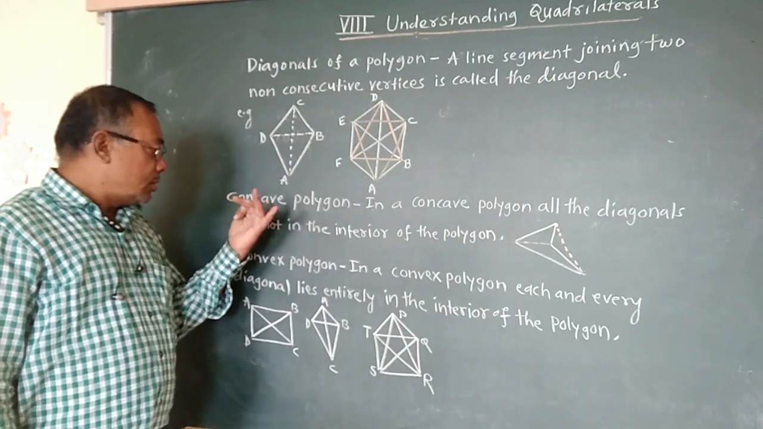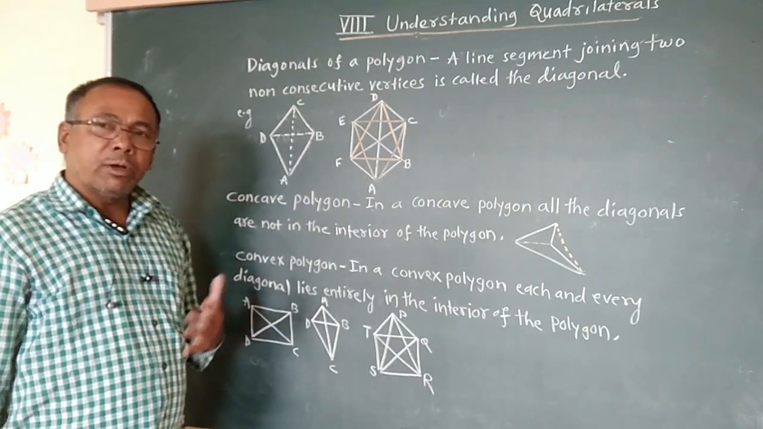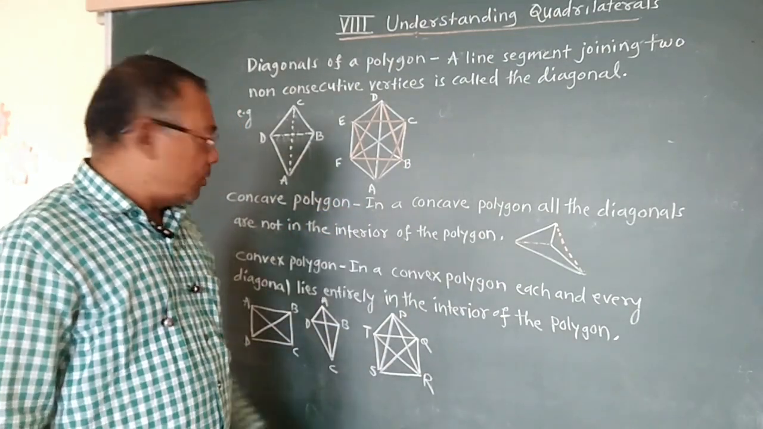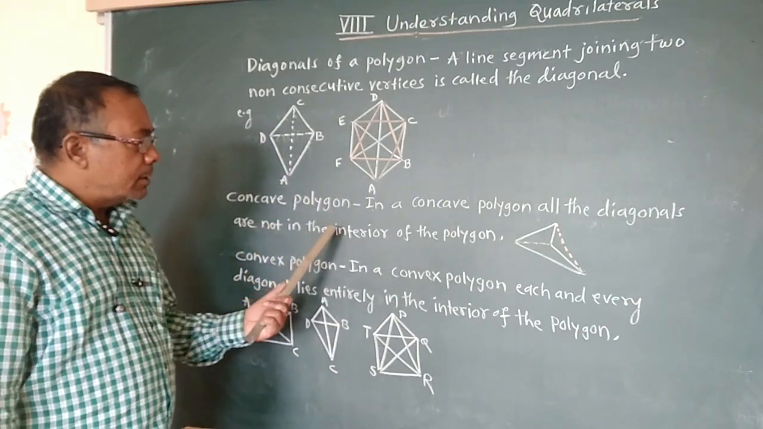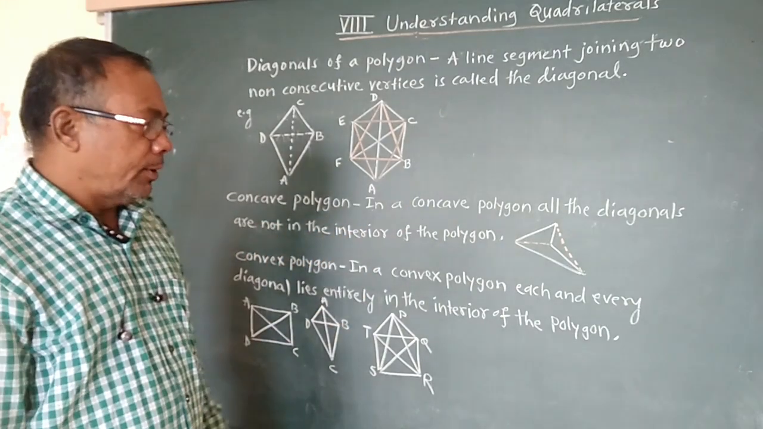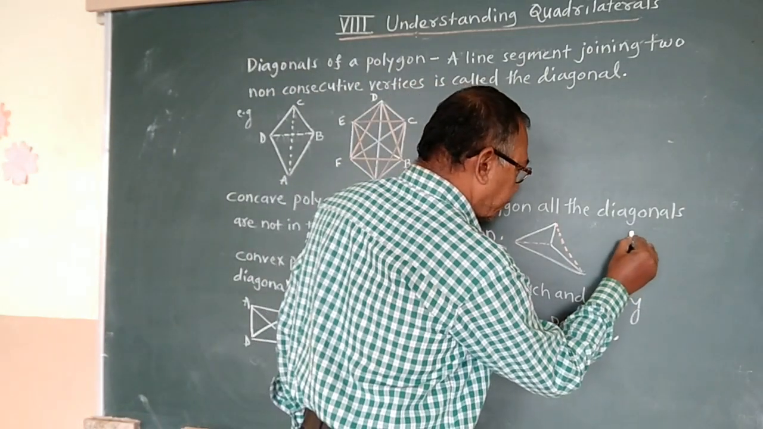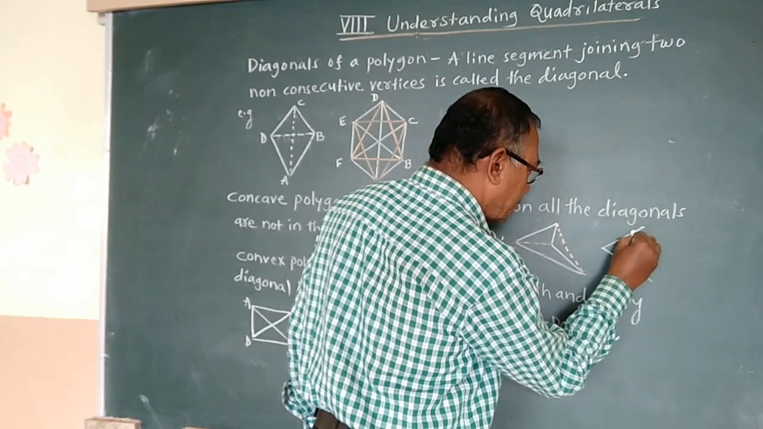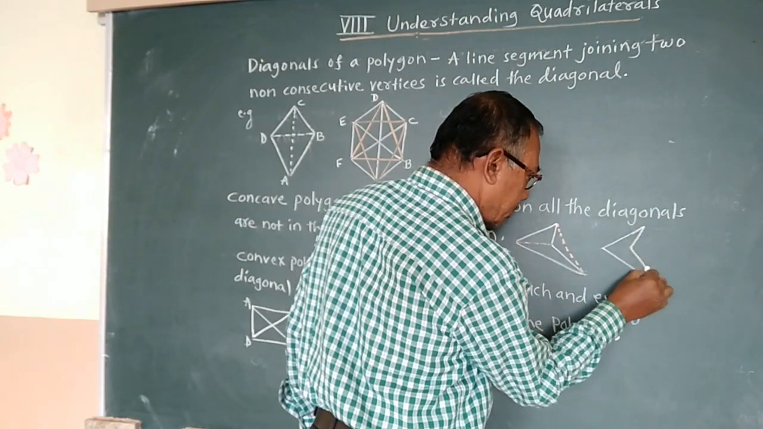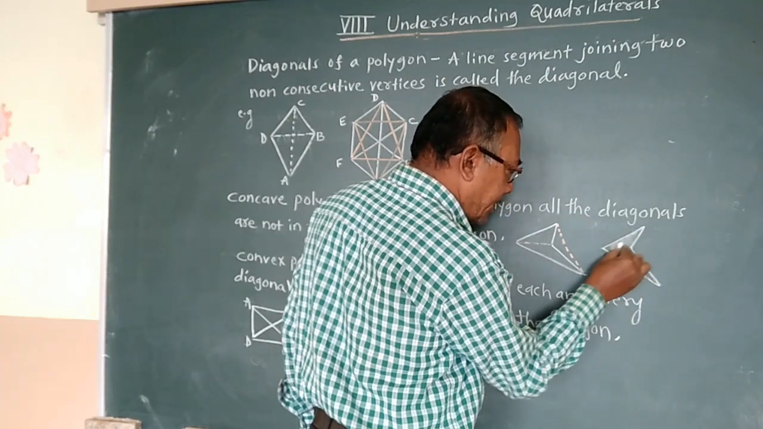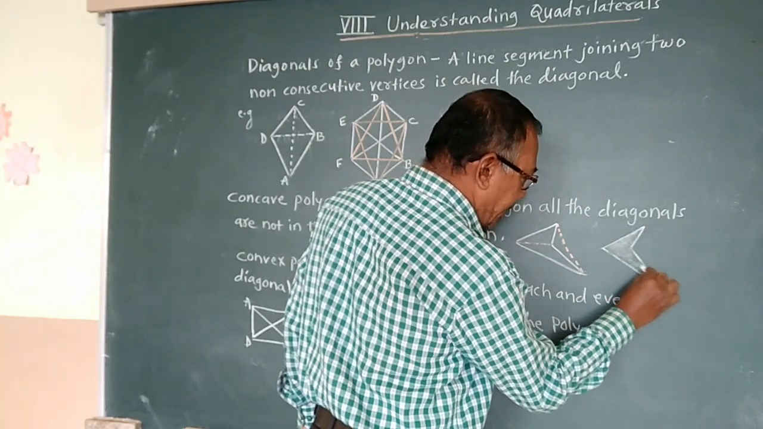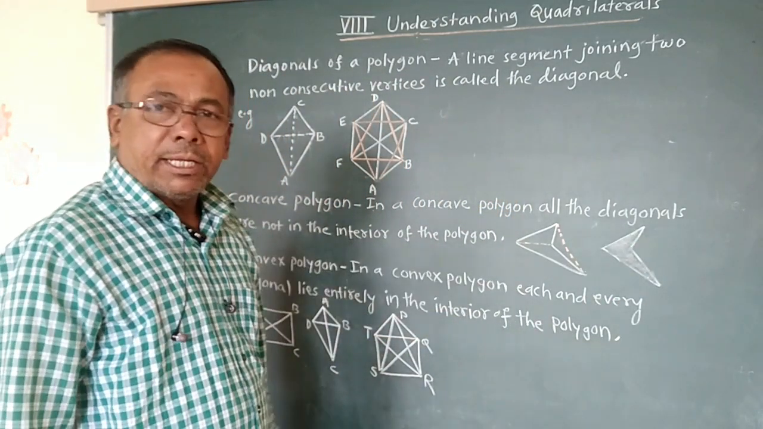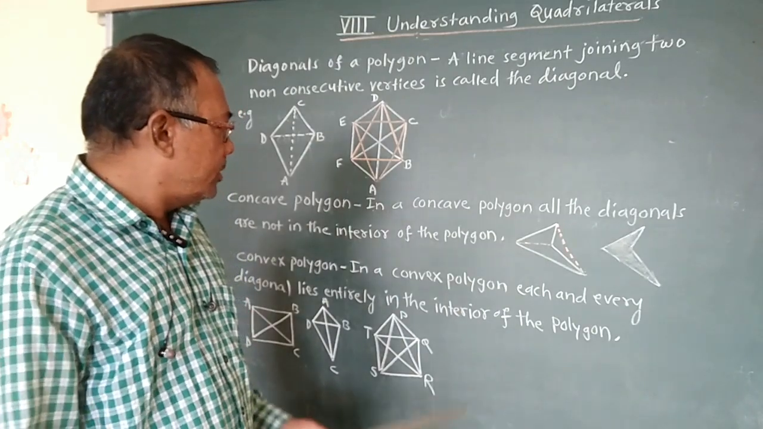The next point is concave polygon. What is meant by concave polygon? In a concave polygon, all the diagonals are not in the interior of the polygon. We know that if we draw a polygon, then the shaded part is called the interior of the polygon. Here, the shaded part is known as the interior of the polygon.